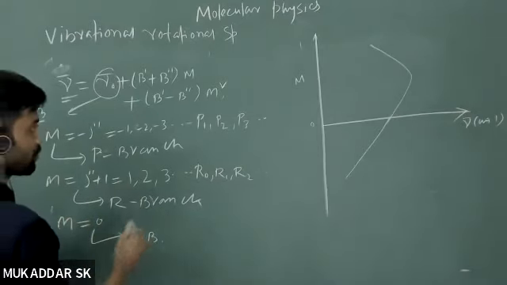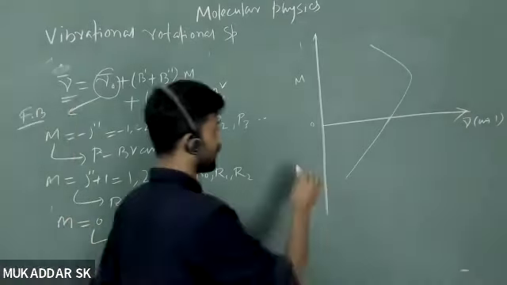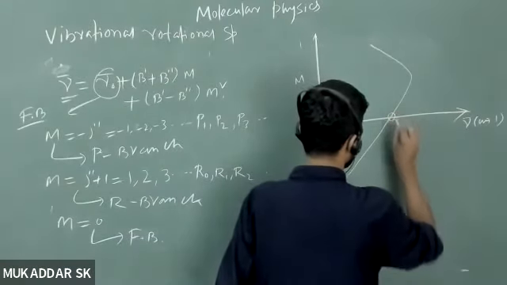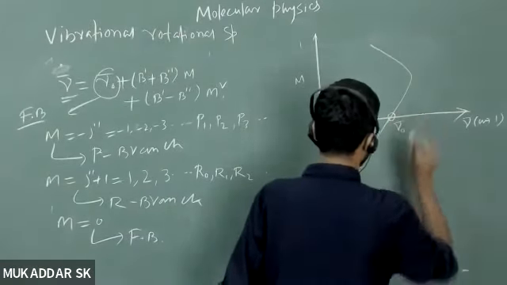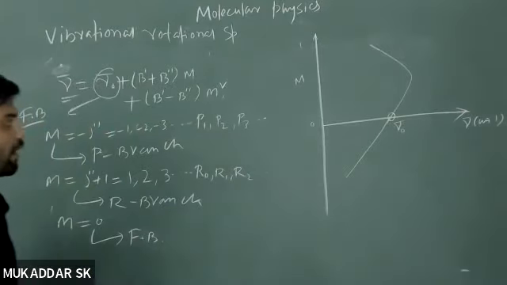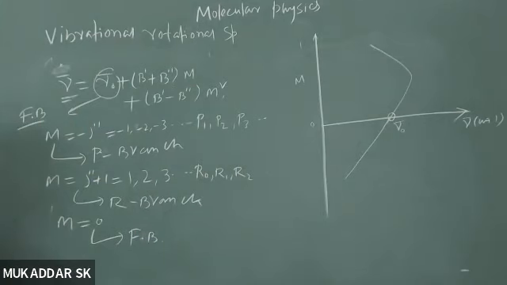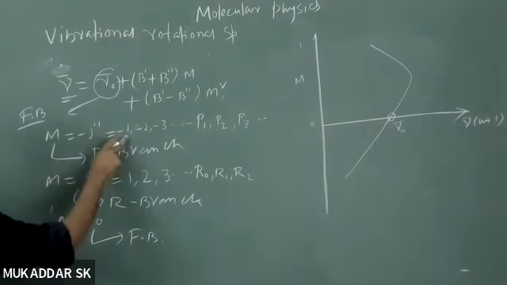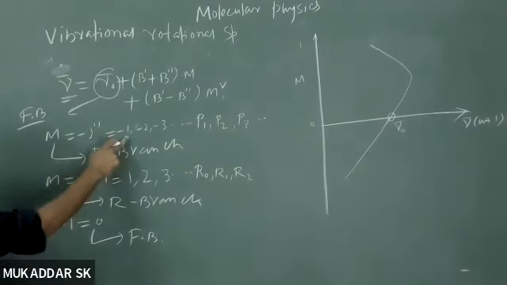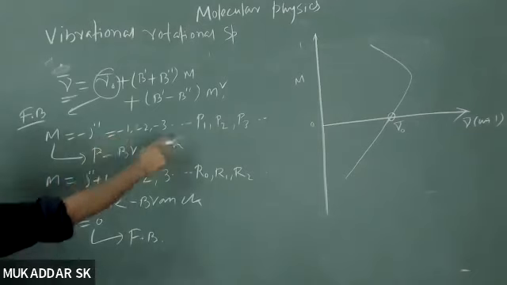What values can m take? When m equals 0, that is your fundamental band. All values are not allowed. I have drawn this line, but only the allowed values will be denoted. First, m equals 0 will be your fundamental band. Now if you take m equals -1, that is the P branch, corresponding to P1.